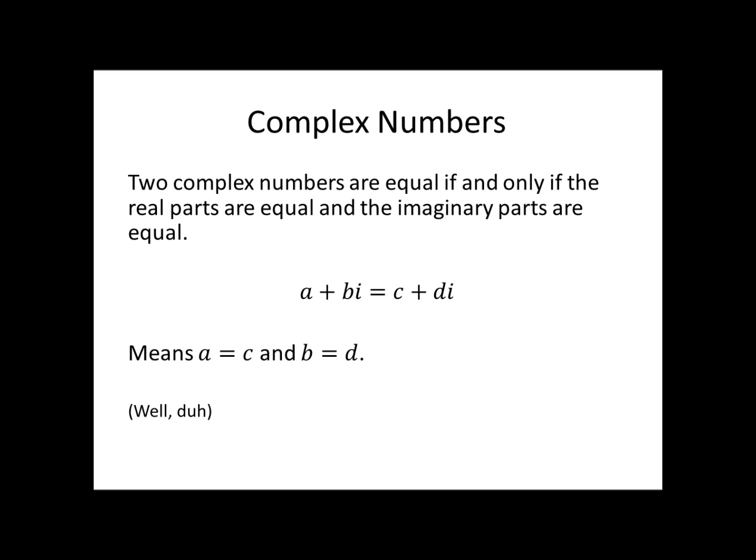Now, two complex numbers are equal if and only if the real parts are equal and the imaginary parts are equal. So if we say that a plus bi equals c plus di, it means that a has to equal c and b has to equal d. Well, duh.